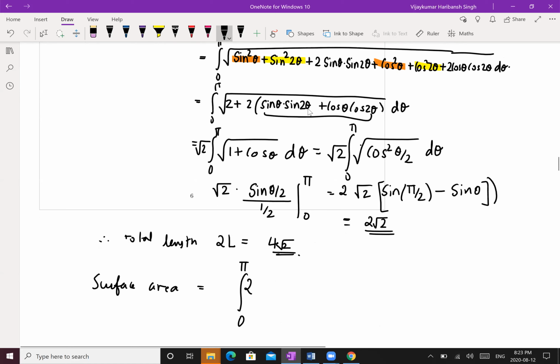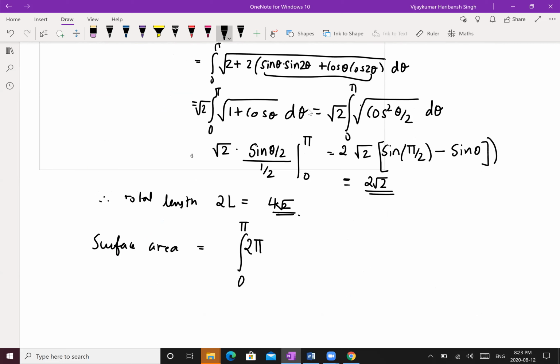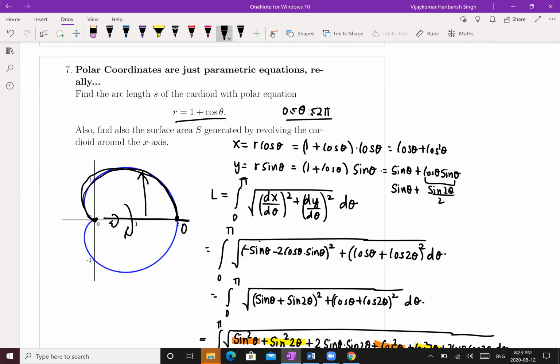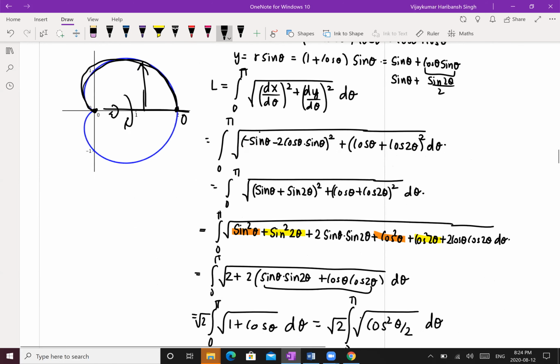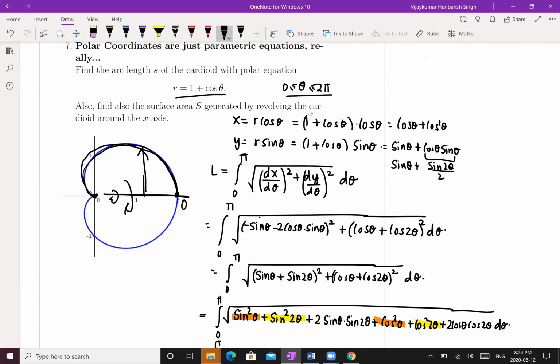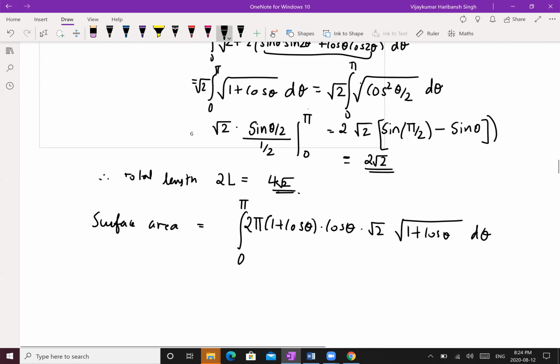2 pi. So we are looking for surface area generated, right? So it's going to be 2 pi f of x. f of x is the same as y. So y is r sine theta, which is going to be (1 plus cos theta) times cos theta times the square root of (dx by d theta) squared plus (dy by d theta) squared. So if you simplify, it will be root 2 times the square root of 1 plus cos theta d theta. And this can be dealt with in a similar manner.